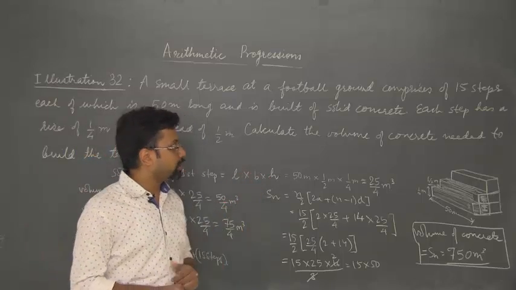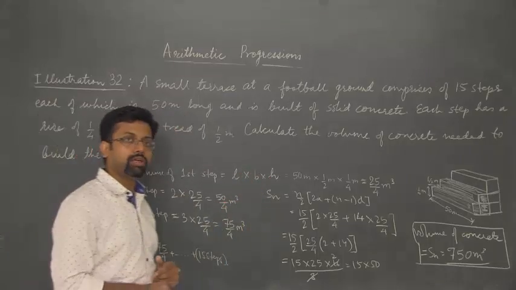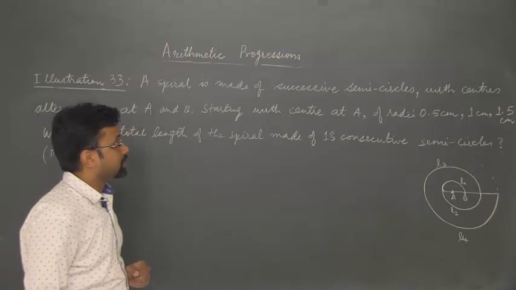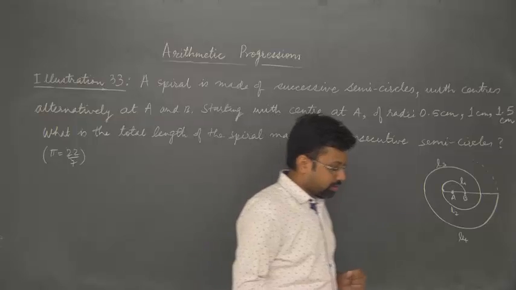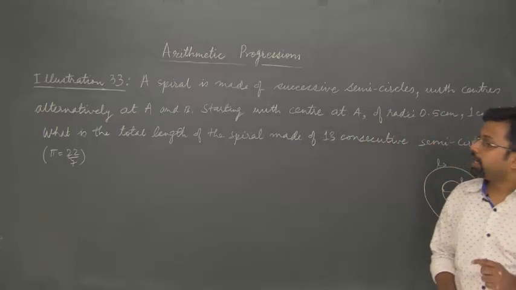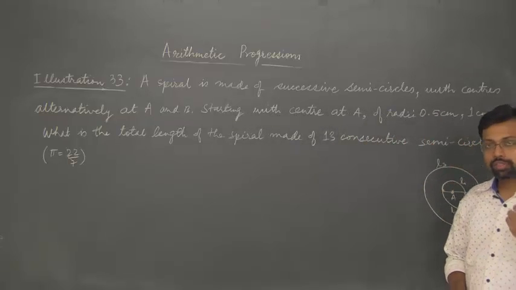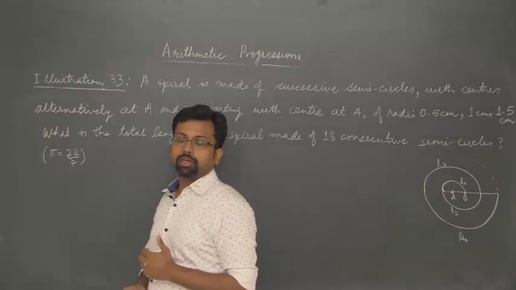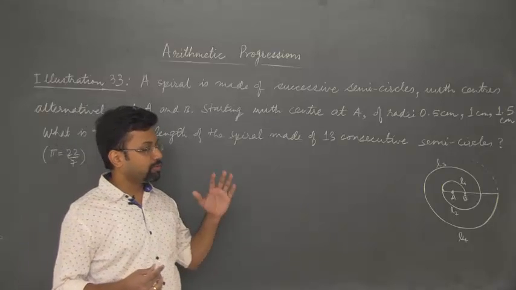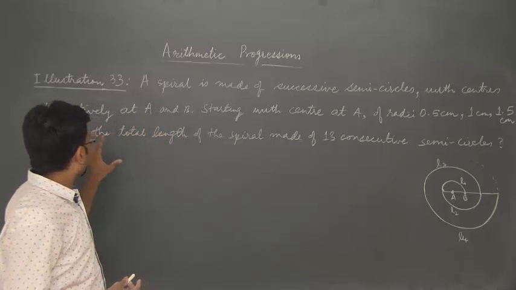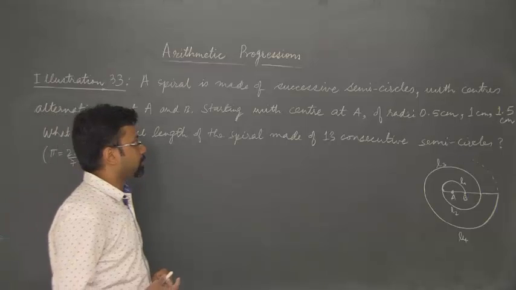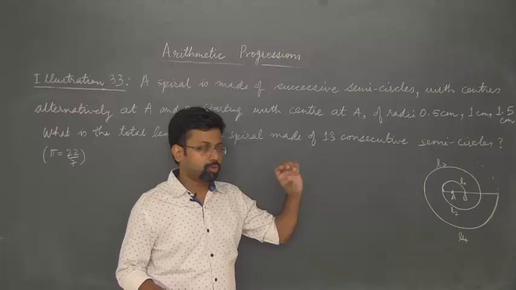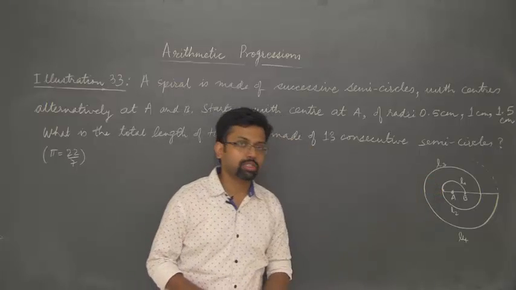So now let's go to the next question, which will be illustration number 33. Now in this question we have a spiral that is made of successive semicircles with centers alternating at A and B, with the first semicircle's radius being 0.5, the second one being 1 centimeter, the third being 1.5, and so on. We have to find the total length of the spiral that is made of 13 consecutive semicircles. Now the question is a bit complicated. Let us try to understand it using this figure.